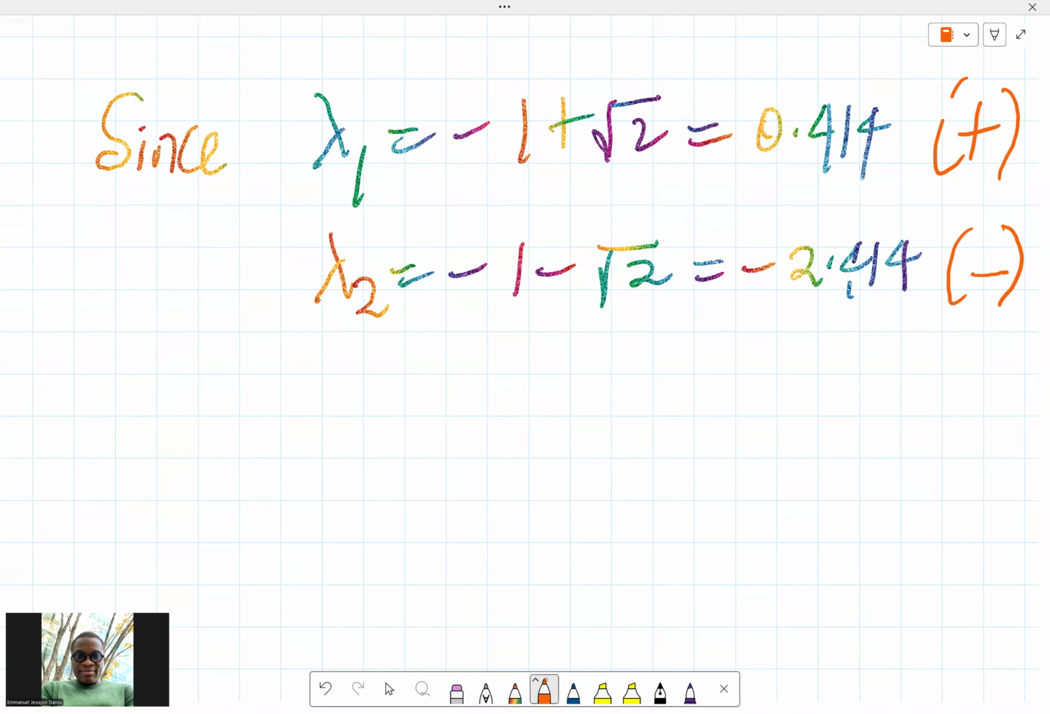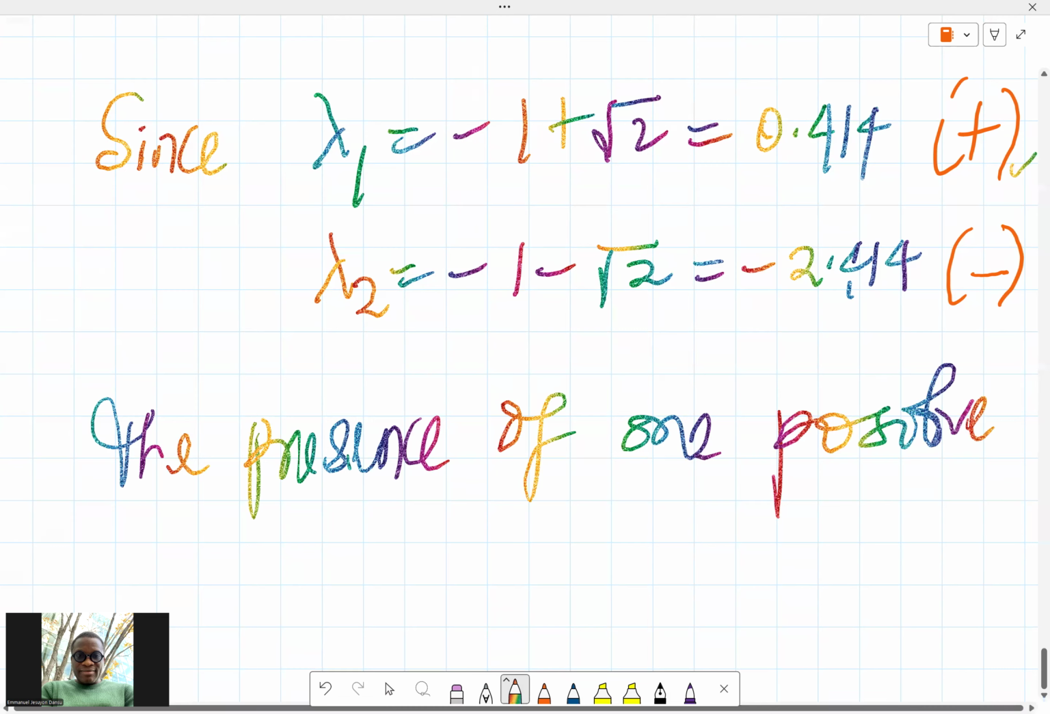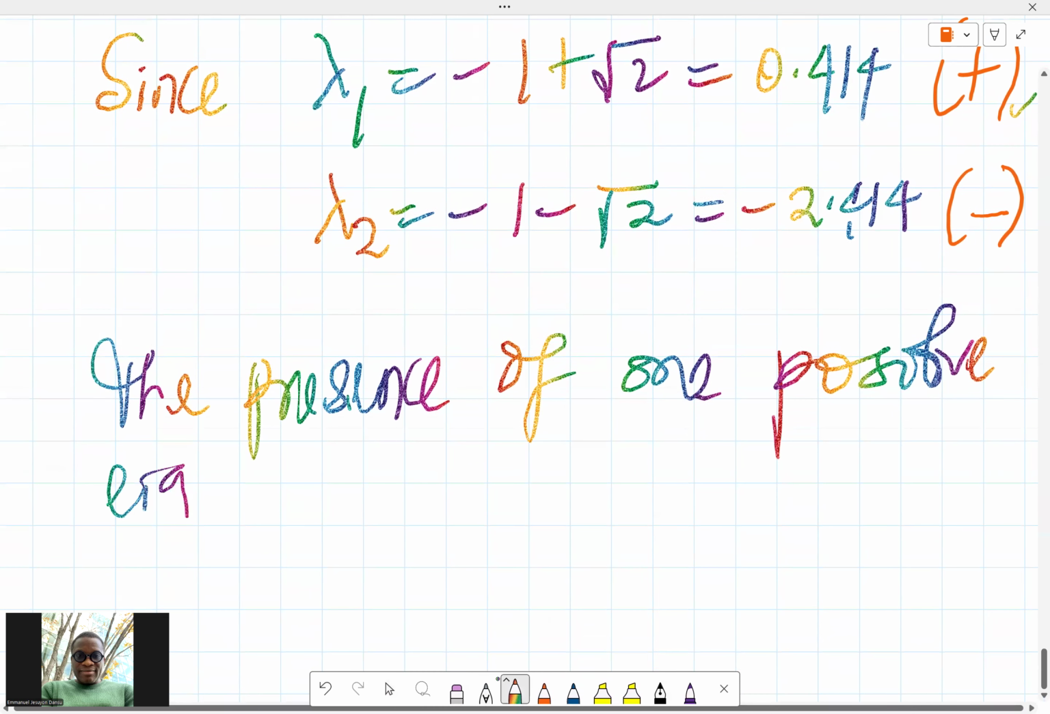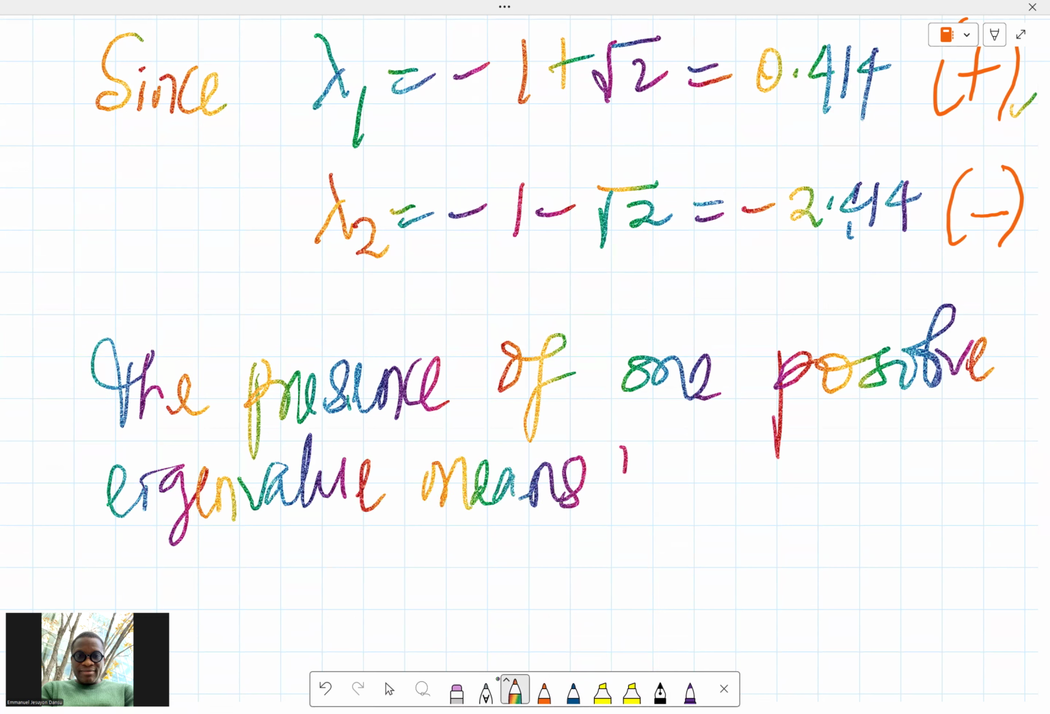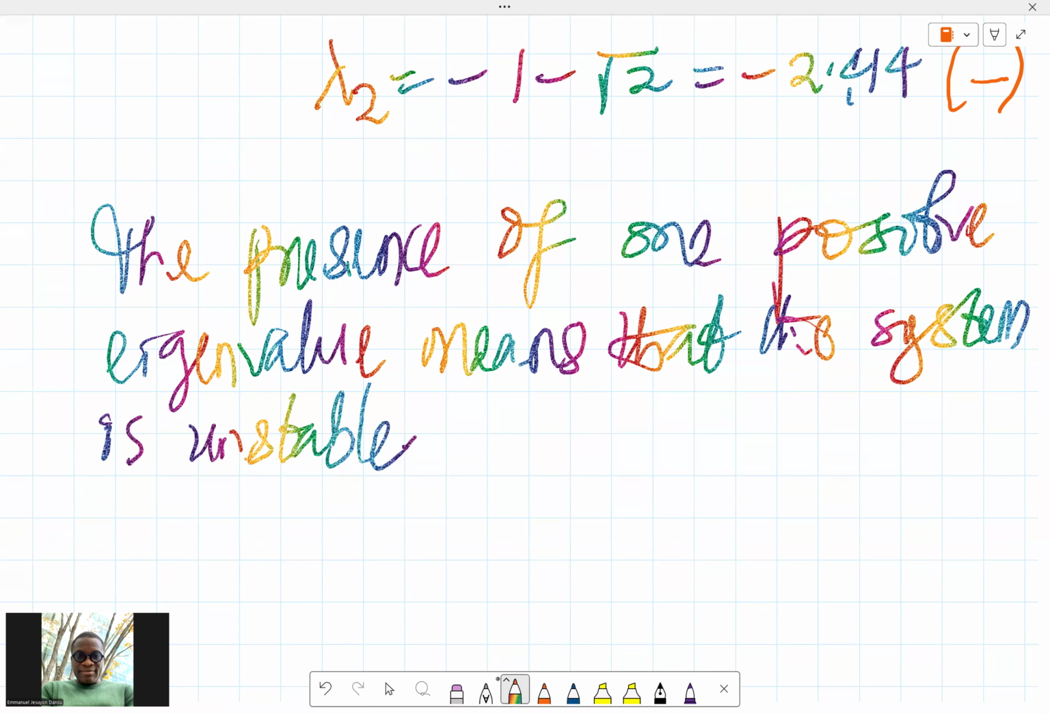So we can now say the presence of one positive eigenvalue means that the system is unstable. And in this particular case, we can even say it's a kind of saddle point, meaning that one might be decaying while the other is growing. So there's a kind of mixture.